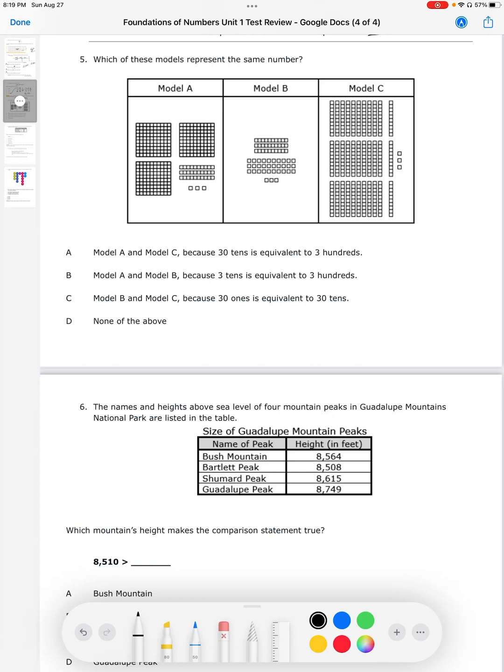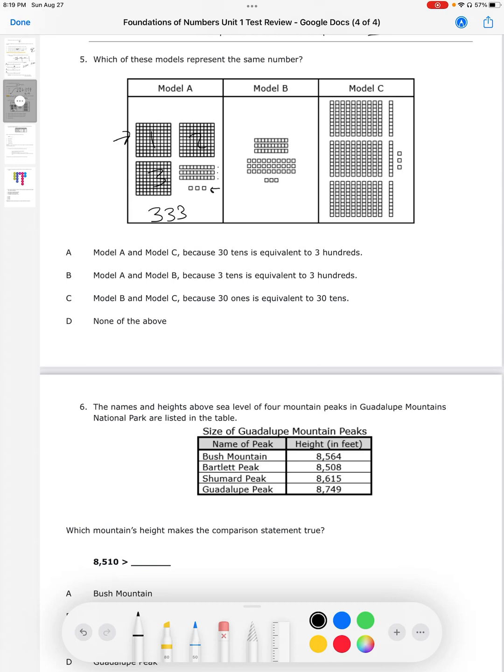Well, to figure that out, I need to figure out what is each model representing. This square is a hundreds flat. It has a value of 100 because it's made up of 100 ones cubes. Well, I see 1, 2, 3 of those. So I have 300. I have 3 10 rods. So that's going to give me 30. And then I have 3 ones cubes. So I have a 3 in the ones place. Model A represents the number 333.